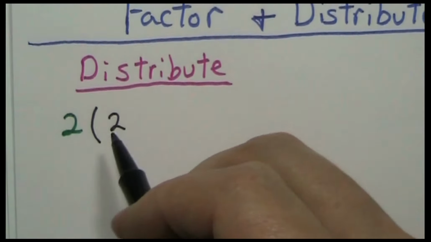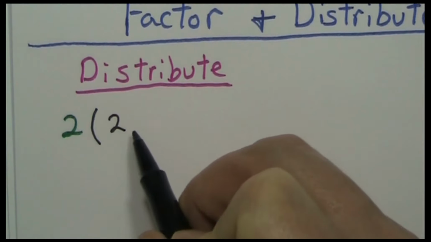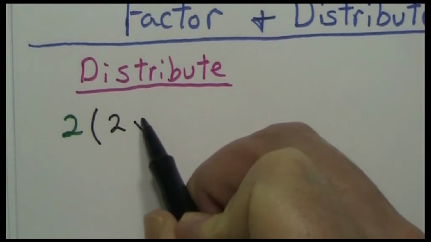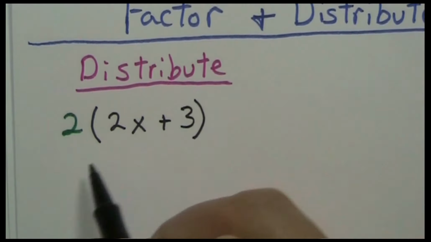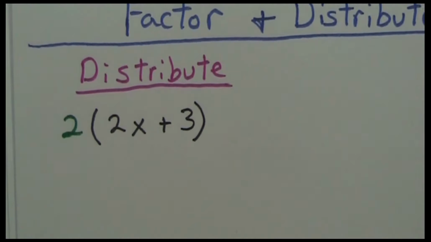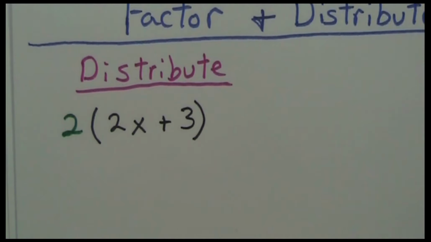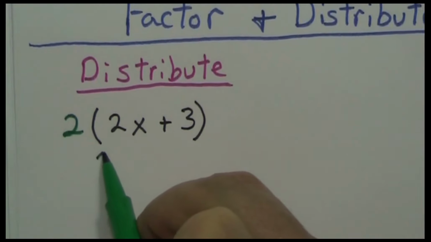Okay, now please just follow along. Don't write the answer yet. So we have 2 parentheses 2x plus 3. Okay, so this is our problem. So write that down. That's our problem. But now mentally, what we do, mentally, we'll write this down this one time.